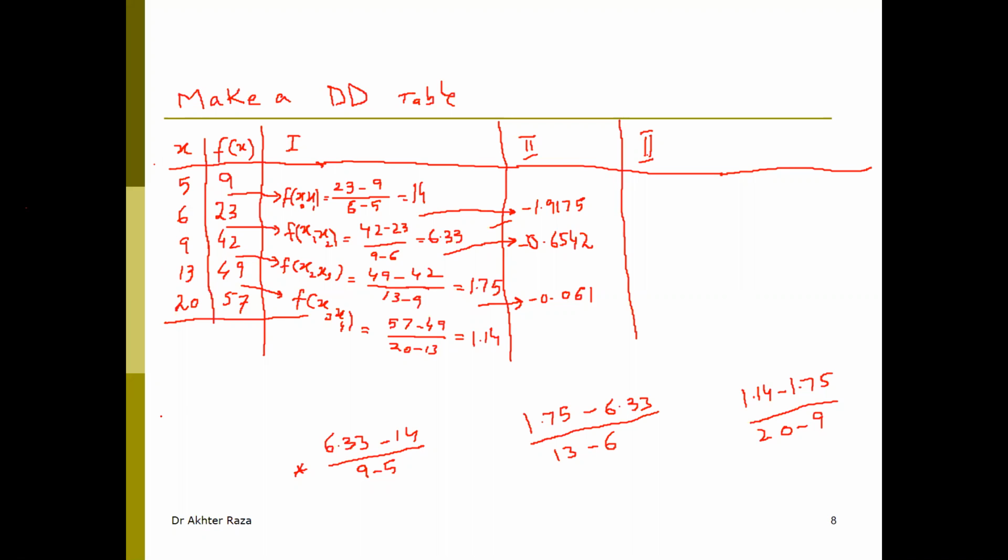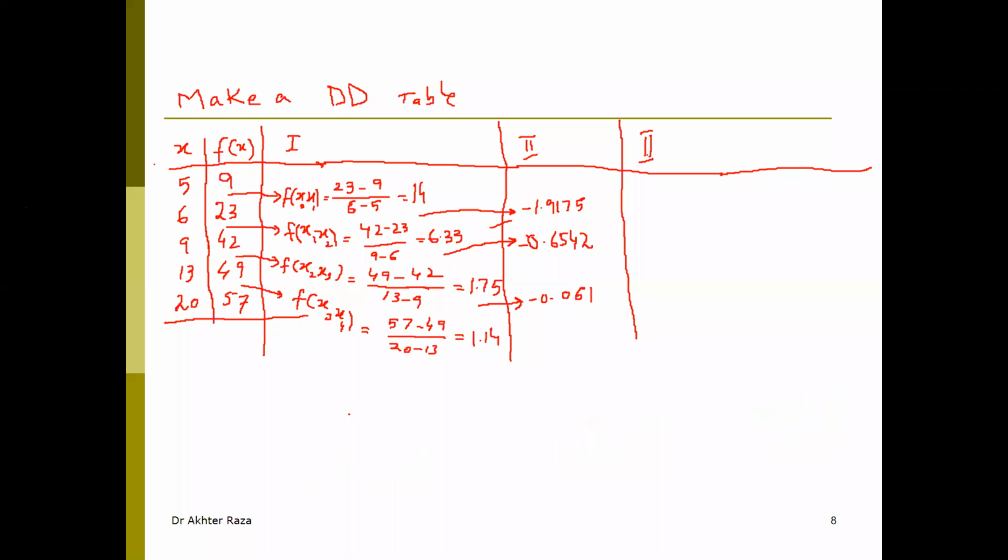So I am just writing this expression. What will be the answer? By erasing these numbers, all of these things are erased, and the new calculation will be minus 0.6542 minus 1.9175 divided by 13 minus 5. What is the answer? You have to tell me the answer.